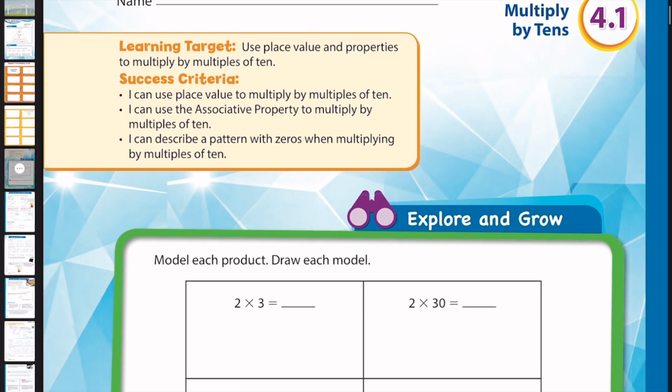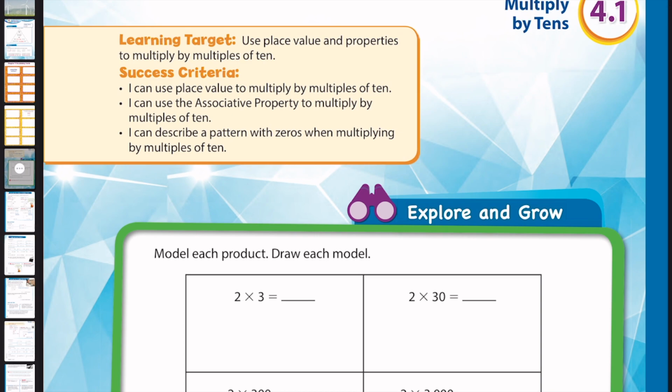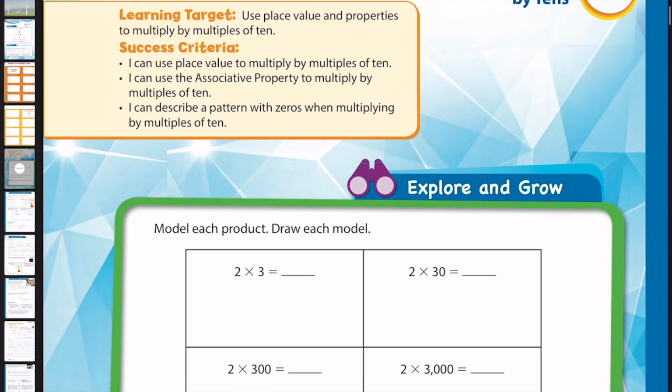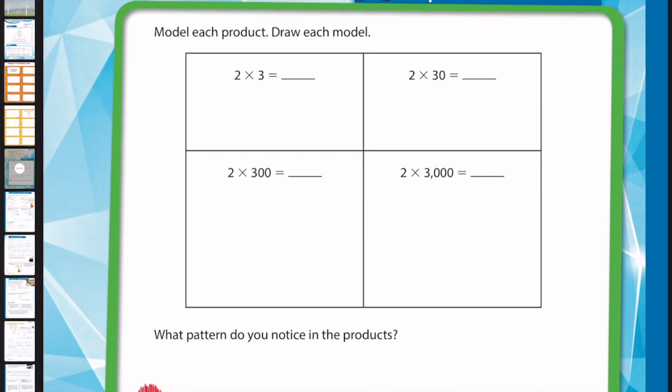All right, so let's move on to our first lesson, 4.1, multiply by tens. This is our learning target: to use place value and properties to multiply by multiples of 10. All right, model each product, draw each model. All right, let's move on.